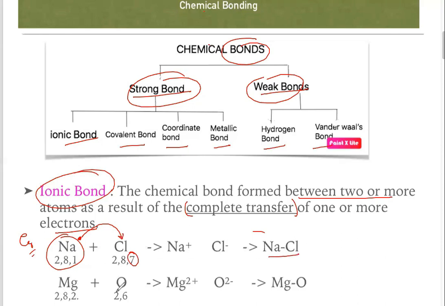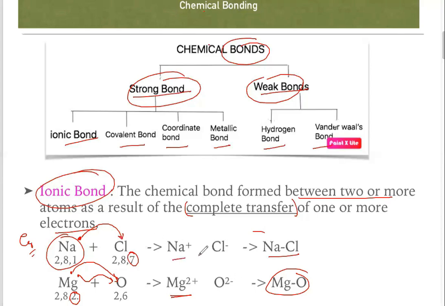Next, magnesium oxide. Magnesium has 2 electrons in its outermost shell and oxygen has 6 electrons. Magnesium loses 2 electrons, or there is a transfer of 2 electrons to the oxygen atom, and that forms magnesium oxide. If 2 electrons are transferred away, we say it is positive 2. In case 2 electrons are gained, then we call it negative 2.